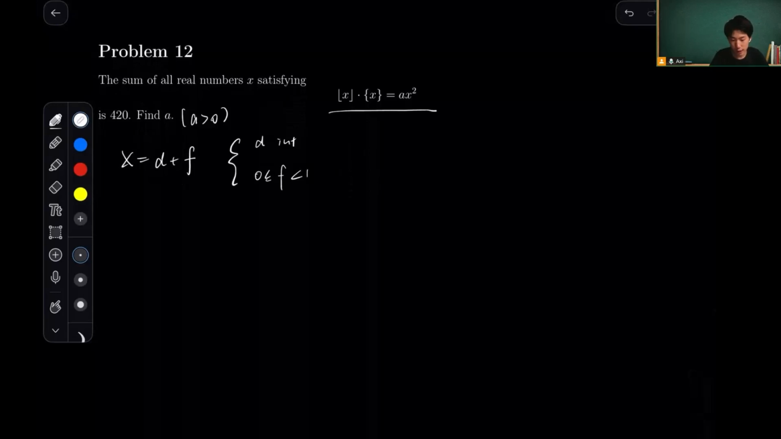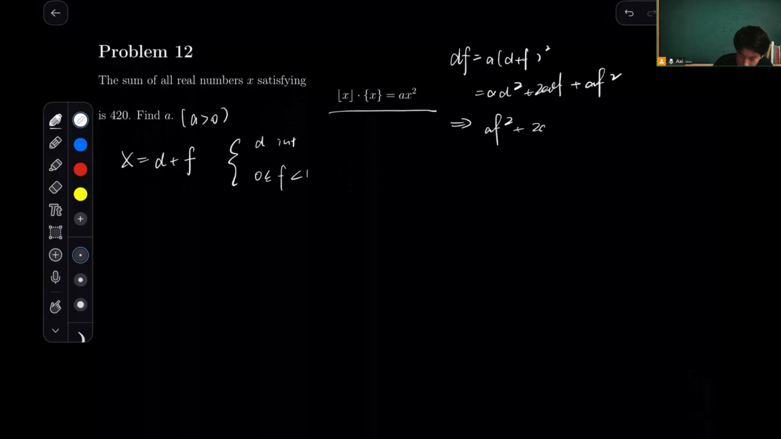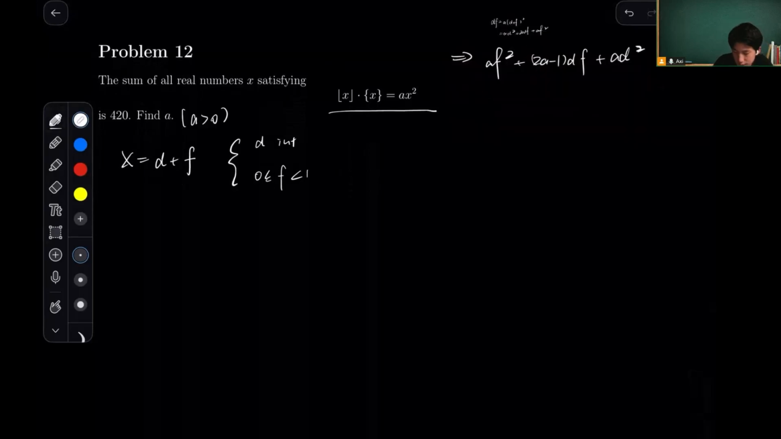Since we have this equation, we can naturally conclude d times f is equal to a times (d plus f) squared, which is then equal to a d squared plus 2a d f plus a f squared. This can be simplified down to a f squared plus (2a minus 1) d f plus a d squared. Now, the reason I'm focusing on f is because f has a clear constraint we can deal with, which is it is between 0 and 1.